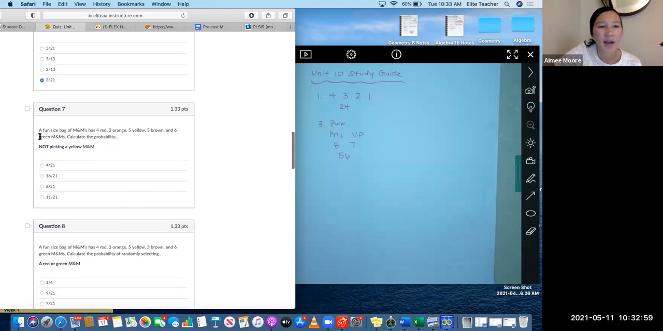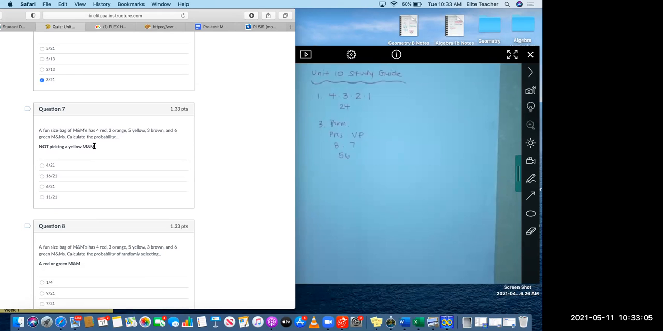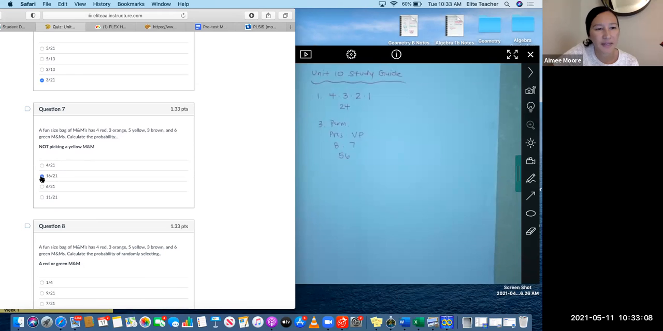Okay, now what's the probability of not picking a yellow? 16 out of 21. Good, Rick. So there were 5 yellows, right? So not picking a yellow is anything other than that. So 16. Good.